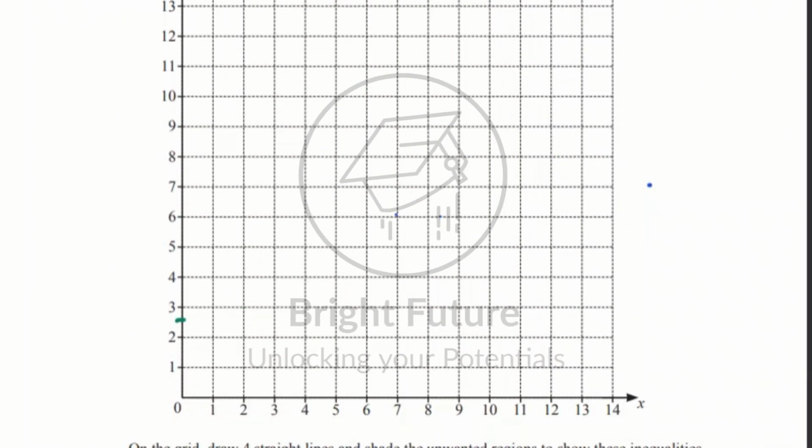On the grid, draw 4 straight lines and shade the unwanted regions to show these inequalities. Label the region R that satisfies the 4 inequalities. That means you have to shade the unwanted regions, and the region that satisfies the 4 inequalities have to be marked as R.